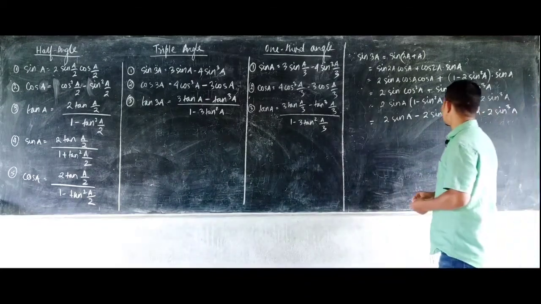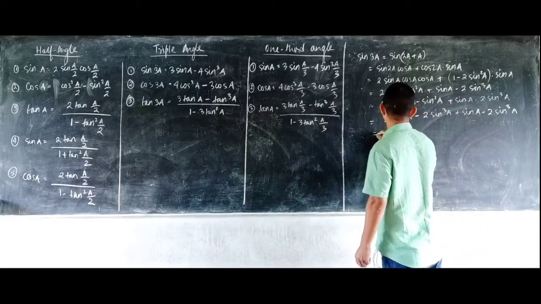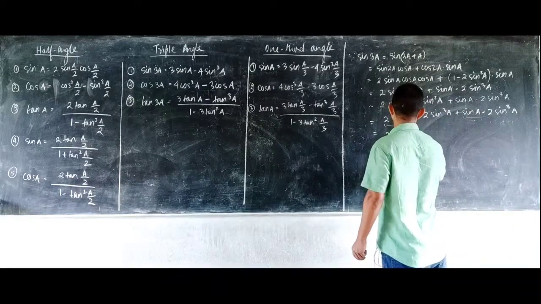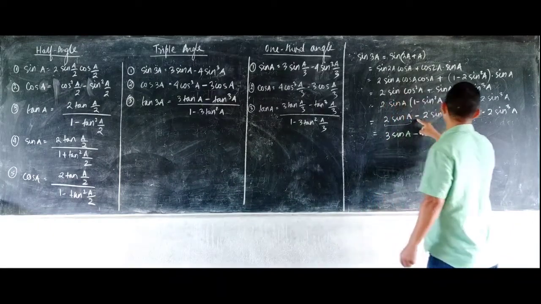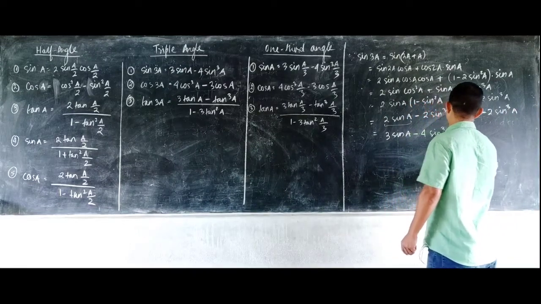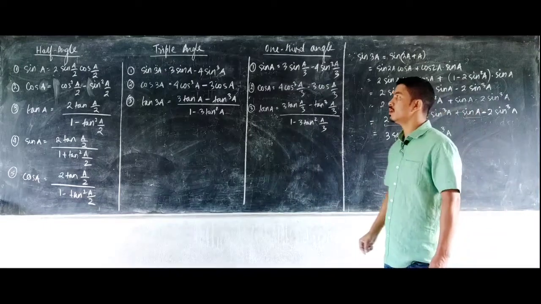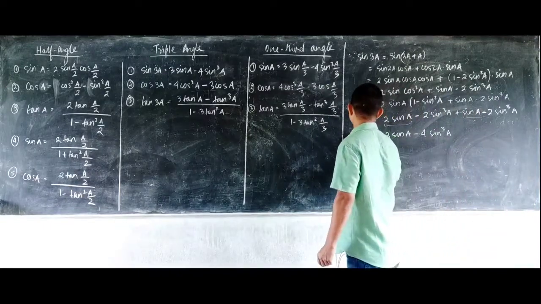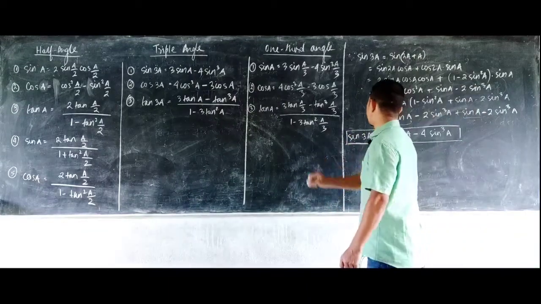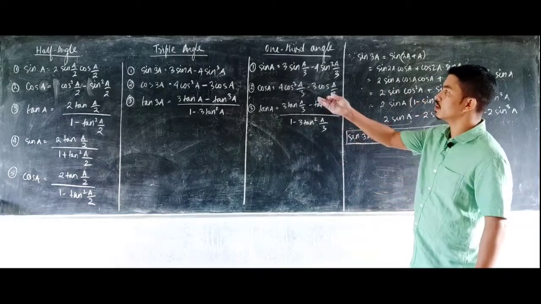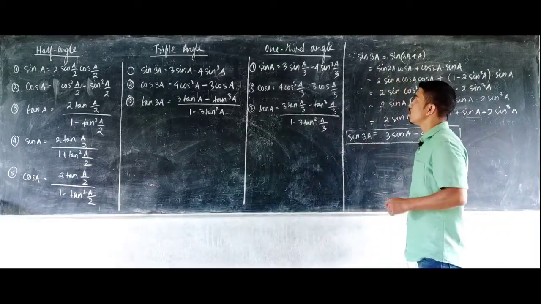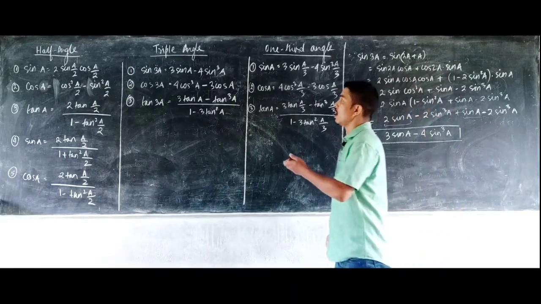Now adding, I have 2 sine a and sine a, so I get 3 sine a, and minus 2 sine cube a and minus 2 sine cube a, so it becomes minus 4 sine cube a. This is how we obtain the triple angle formula, that is sine of 3a. Similarly you can do it for cos 3a as well as tan 3a.